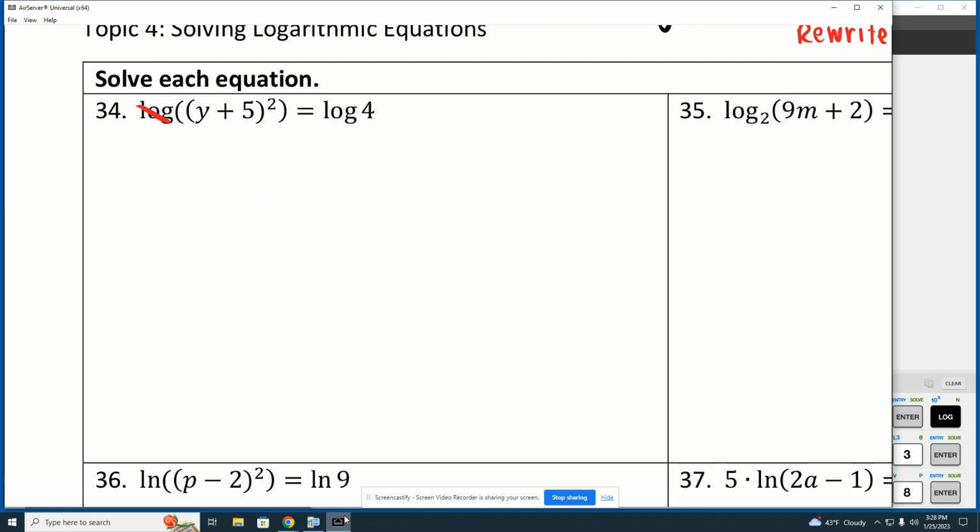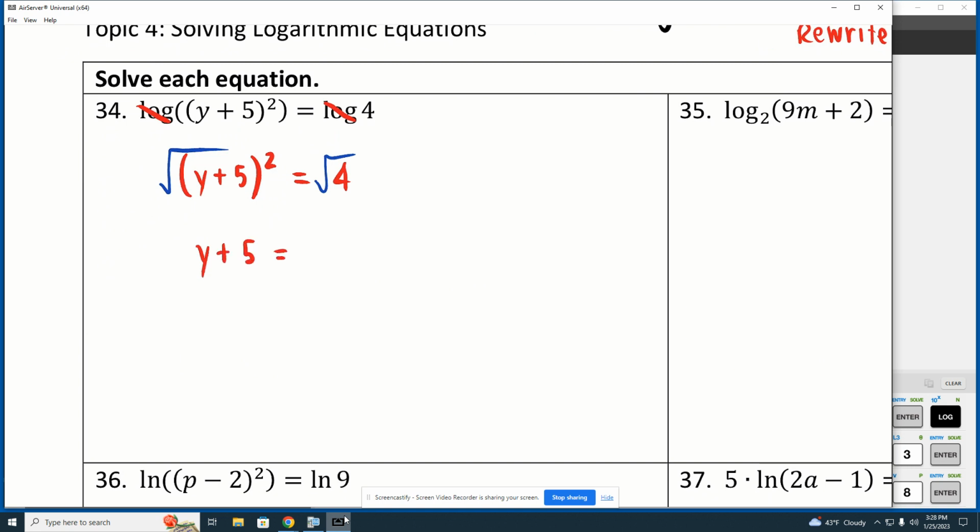So I'm going to drop off these logs. Now when I do, that's going to leave me with y plus 5 squared equals 4. And we haven't seen a problem like this in a minute or two, but it's real simple. Remember how we get rid of this? We want to get y alone. Remember how we get rid of that square? We take the square root. And when we take the square root, it allows those to cancel, and y plus 5 drops down on the left side.